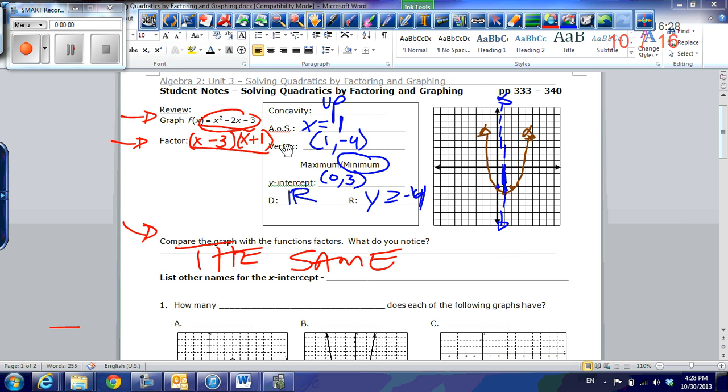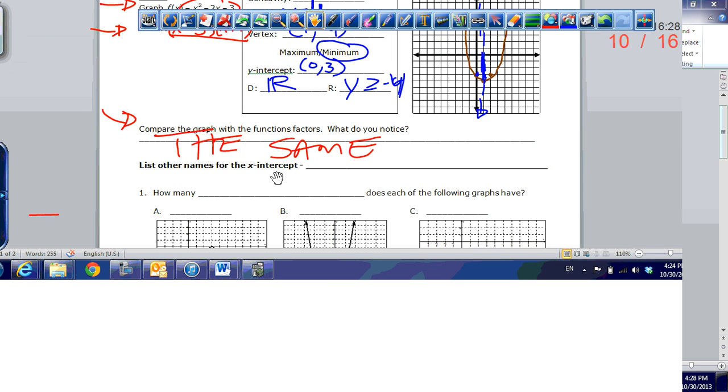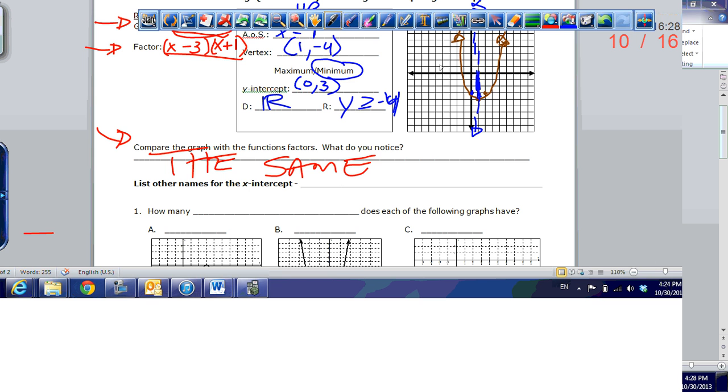Now the new stuff today. The new stuff is we're going to list any other names for the x-intercept. Now x-intercept is where they cross the x-axis. So on this, those two things are the x-intercepts. There are like 3 other names for x-intercept. One is called the roots. It's where they cross the x-axis. It's all the same stuff. Another one is the solutions. And the last one is, what am I thinking here? Oh, zeros. We went over this last year.